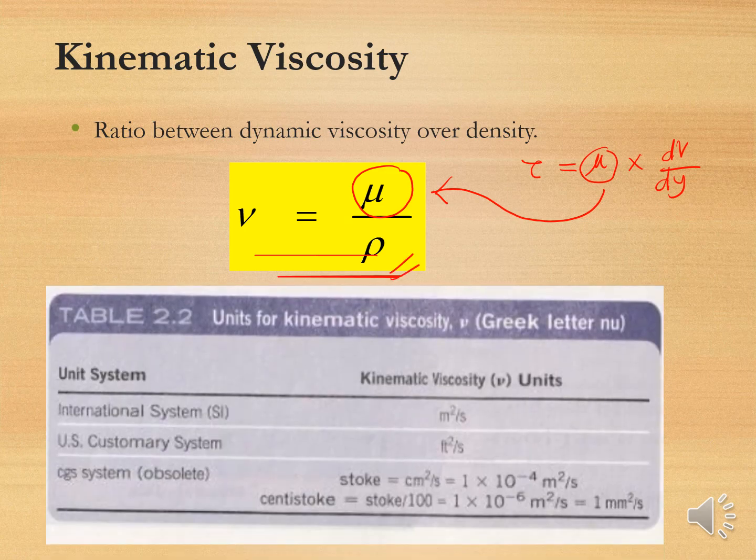Here are some of the unit systems commonly used for kinematic viscosity. This one is for the SI unit, meter squared per second, and this one is for the US system, which uses feet squared per second, and there is another obsolete unit, which is in the CGS system.